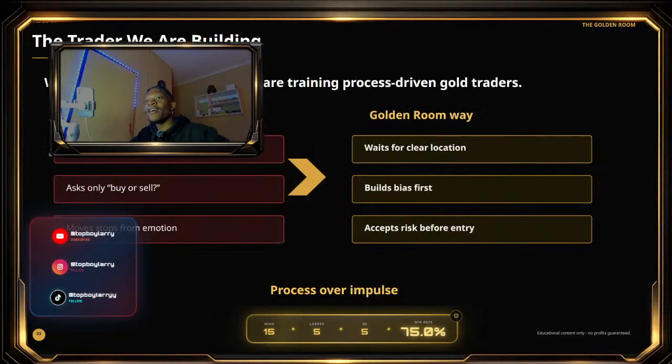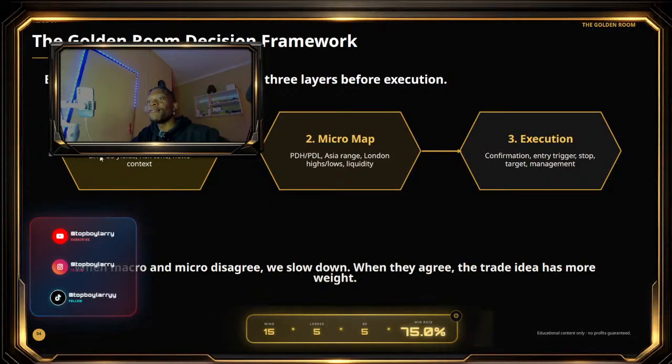Old way, right? We are building trader mindsets here. This is the old you, the old trader. The old trader chases every candle, asks only buy or sell, and moves stops from emotion. But the new Golden Room trader waits for clear locations, builds bias first, and accepts risk before trading.